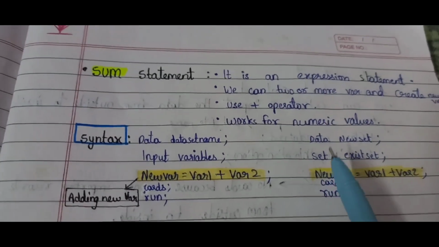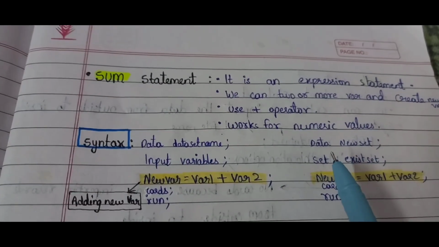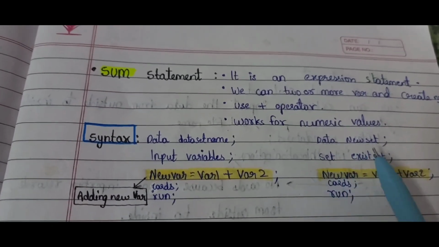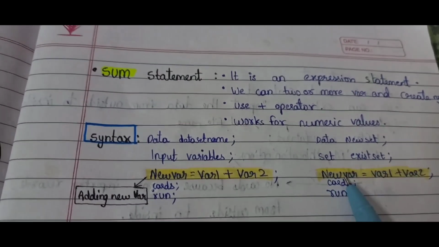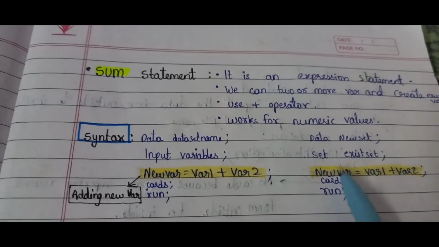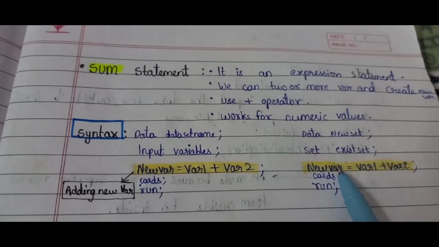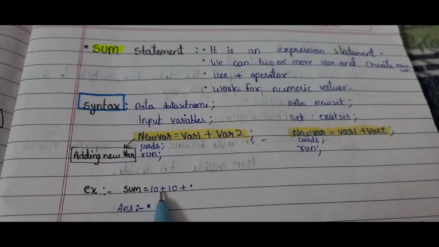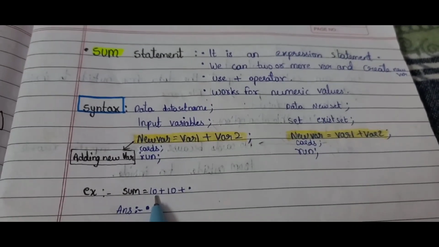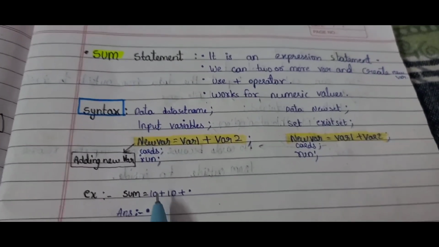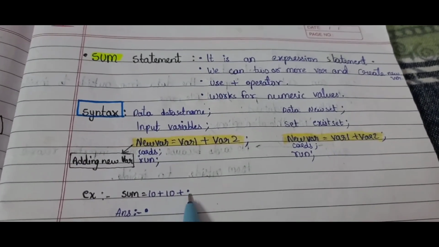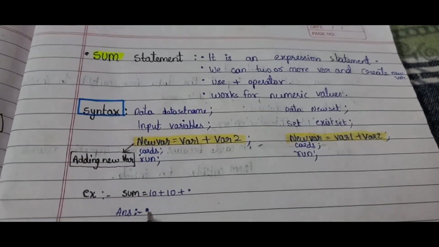Okay, in another way you can also write data, this is my new data set name, and set existing data set. After that set statement you can write the syntax of the sum statement here. Clear? For missing values, suppose in my data set I have a missing value. For that purpose my answer is missing only. If 10 plus 10 plus a missing value, it will give the missing value only.